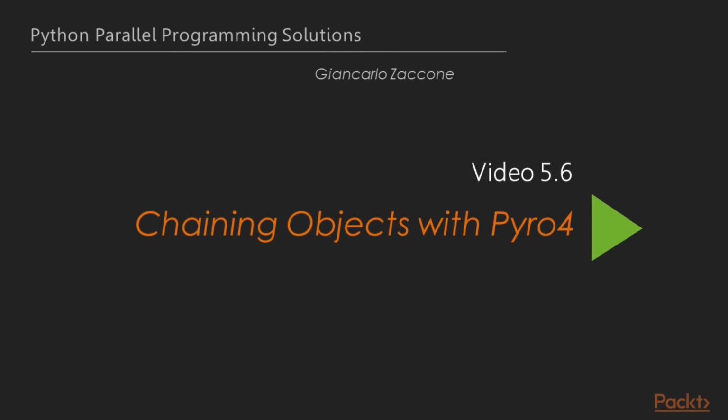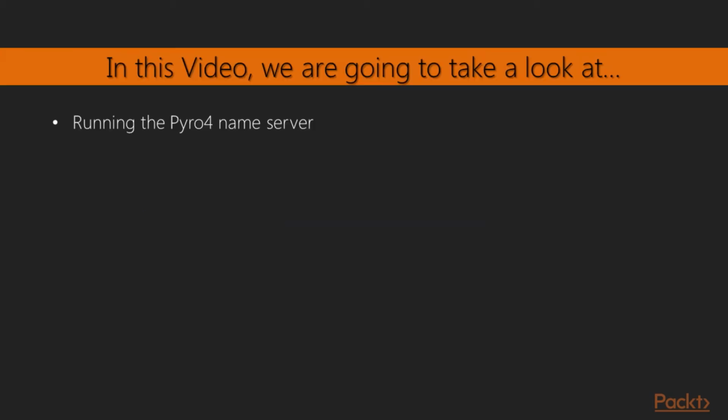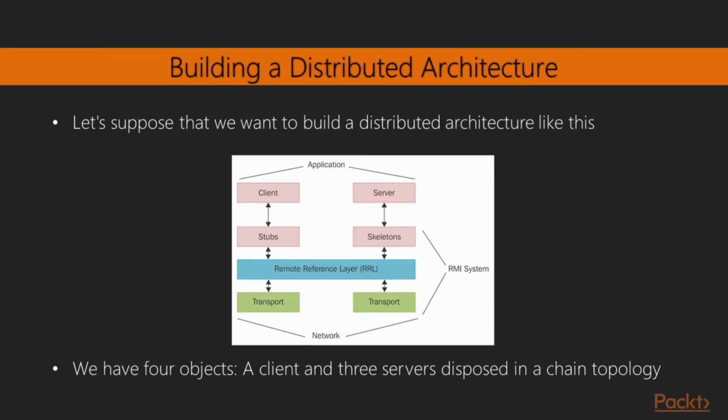In the previous video, we saw remote method invocation with Pyro 4. This is the sixth video, titled Chaining Objects with Pyro 4, which can be easily extended to handle more complex distributed architectures. In this video, we'll show you how to create a chain of objects, which call each other with Pyro 4. Let's suppose that we want to build a distributed architecture as shown.